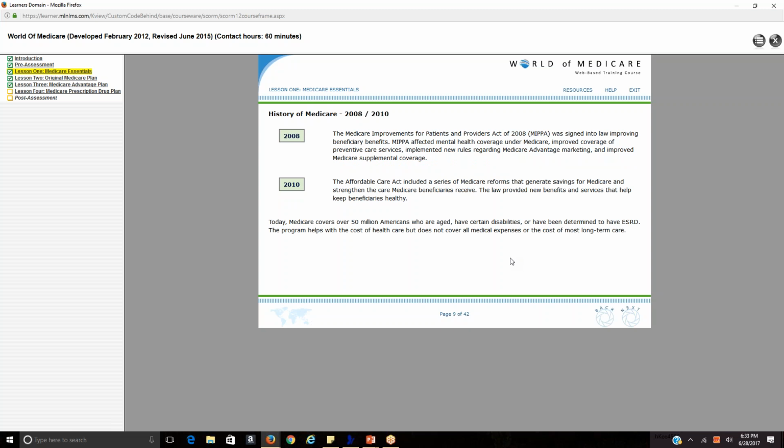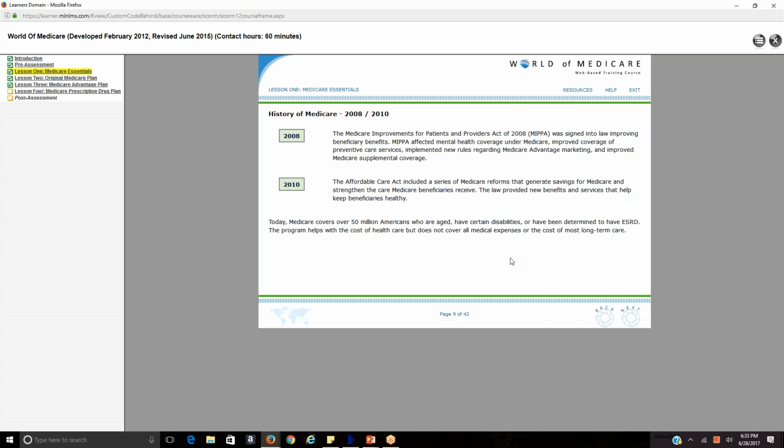The Medicare Improvements for Patients and Providers Act of 2008, or MIPPA, was signed into law improving beneficiary benefits. MIPPA affected mental health coverage under Medicare, improved coverage of preventative care services, implemented new rules regarding Medicare Advantage marketing, and improved Medicare supplemental coverage.